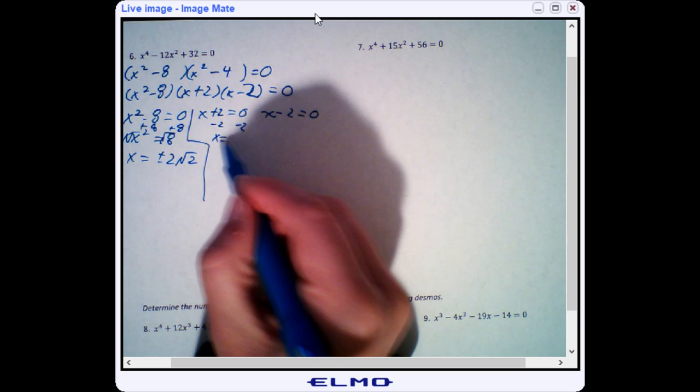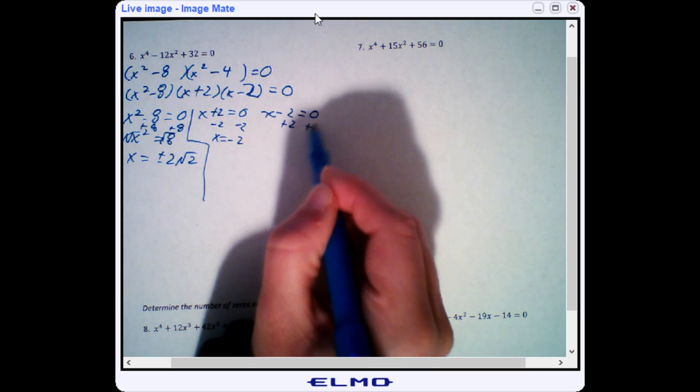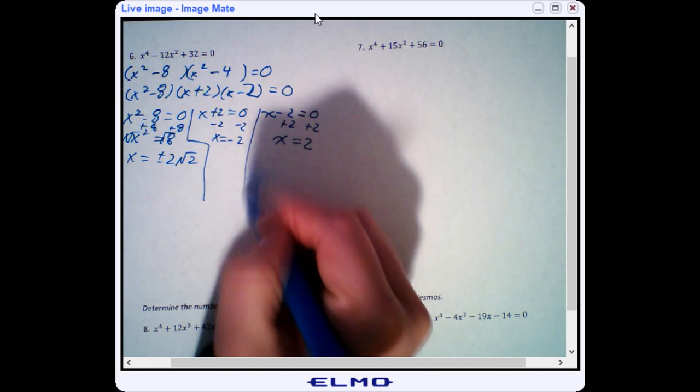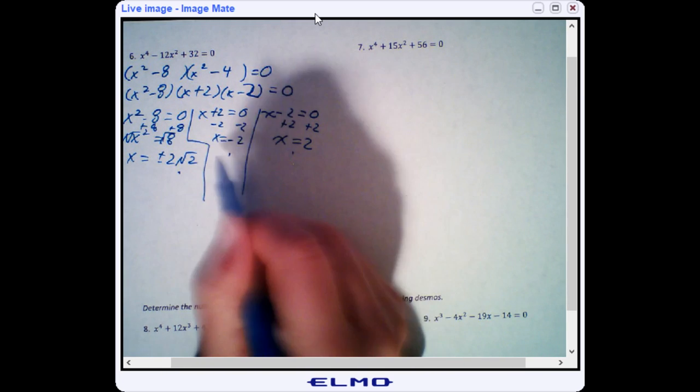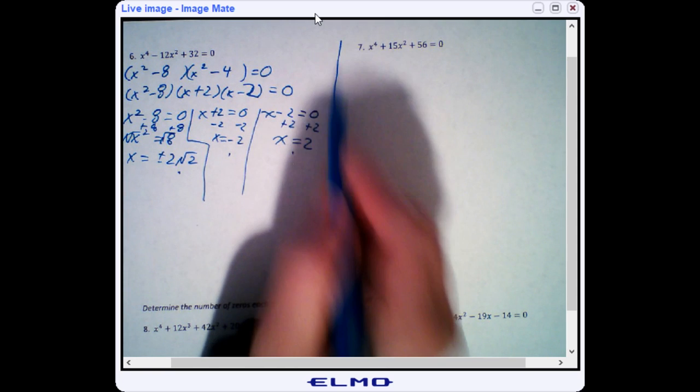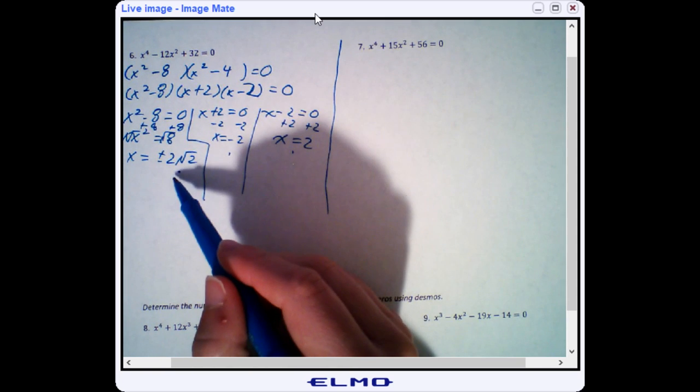X equals negative 2 and x equals 2. So I have 1, 2, 3, 4. And these are all real. 2 real rational and 2 real irrational. Your irrationals will always come in pairs too, just like your complex.